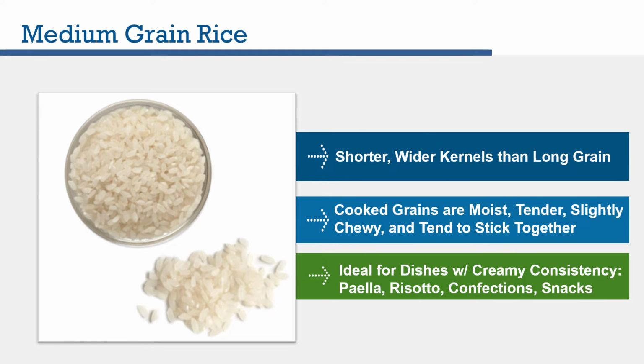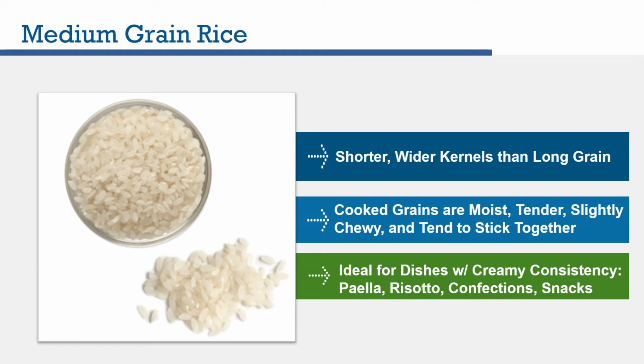Next is medium grain rice. The medium grain category is vast and varied, and as its name implies, medium grain rice falls between long grain and short grain rice size-wise. Medium grain rice has shorter, wider kernels than long grain rice, between 2 to 3 times longer than its width. Medium grain kernels are around 5 to 6 millimeters long.